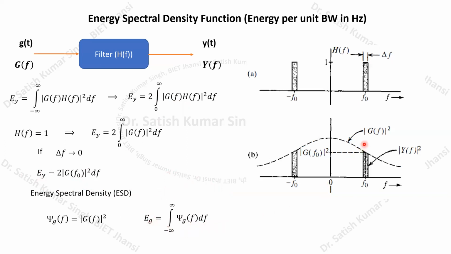Here you can see that we have done this multiplication after considering H(f) equal to 1, and here we are going to get mod of G(f) whole square. And you can see that at f naught, we are going to get mod of G(f naught) whole square. So this way you have to calculate the total energy.